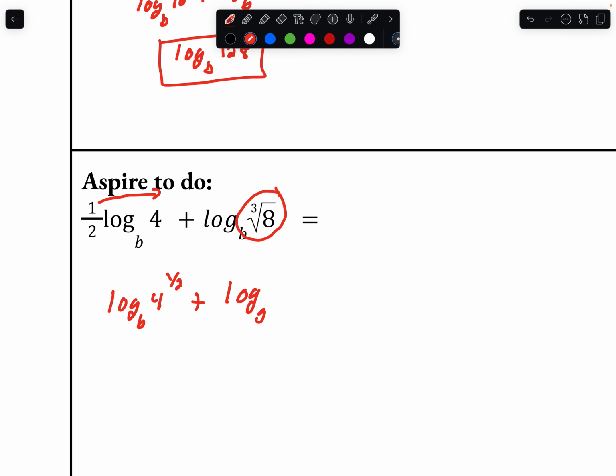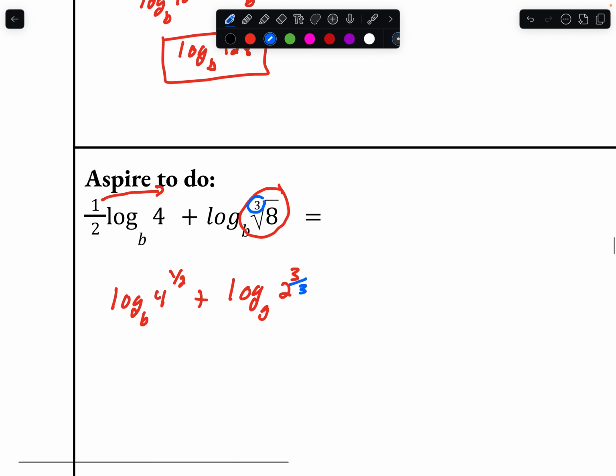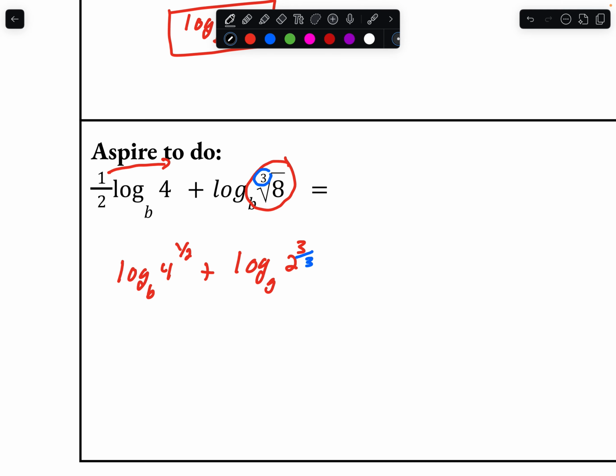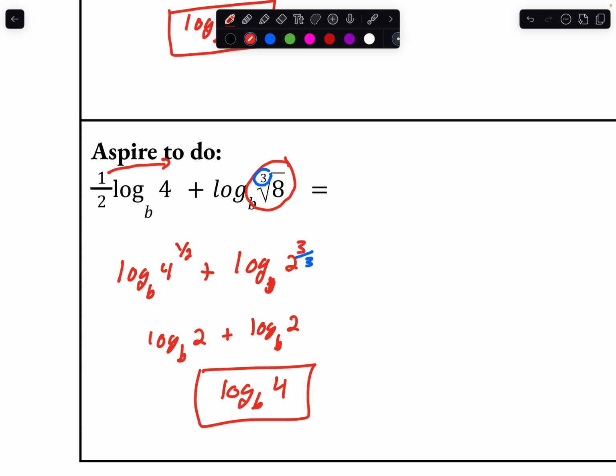Now, I'm going to rewrite this as 2 to the 3rd, and now I've got to understand that the cube root becomes the denominator in a fraction, okay? So now I'll simplify here, and I'll say that log base b of the square root of 4 is 2, plus log base b, that should be a b, of 2 to the 3 over 3 is 2. And now I combine it under one logarithm. Log base b of 2 times 2 is 4, okay?